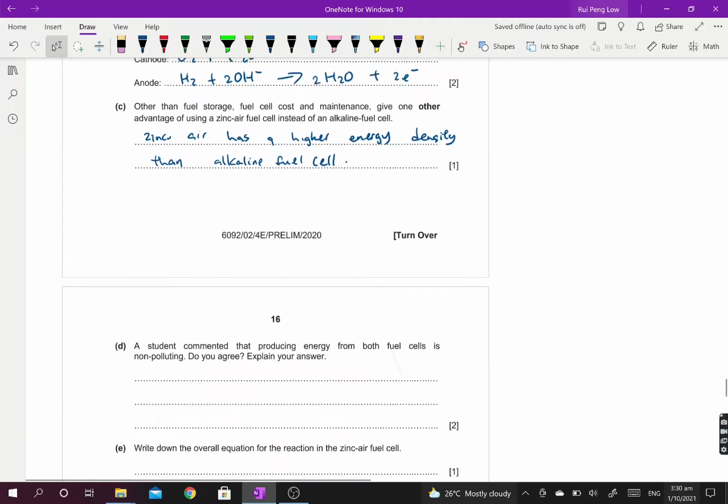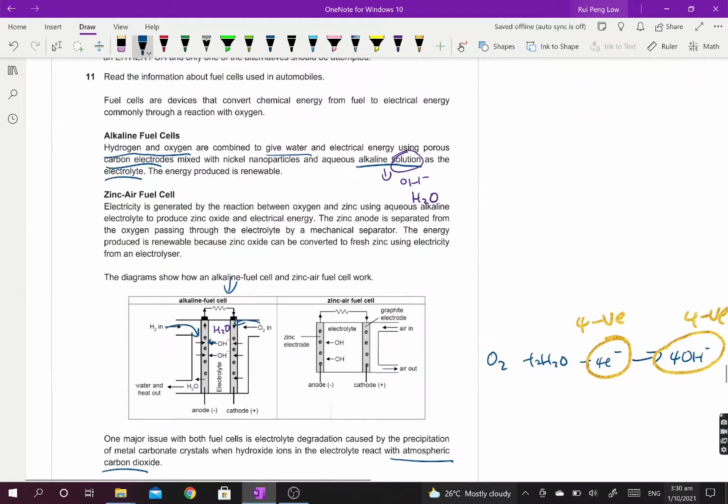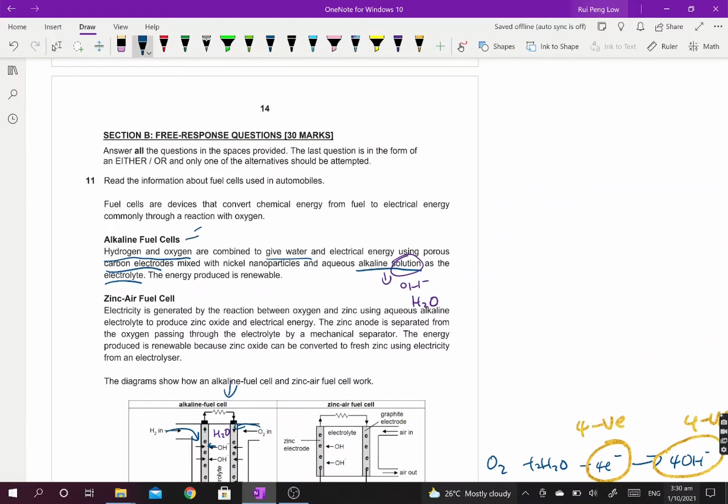Do you agree? Now, very tempting to say that they are non-polluting because, let's see here, for the alkaline fuel cell, my end product is water, very clean. For zinc air, let's see what it produces. It is renewable. The zinc oxide can be converted into fresh zinc using electricity.